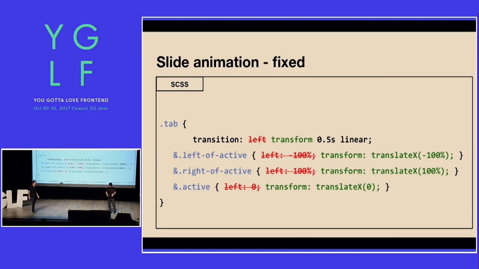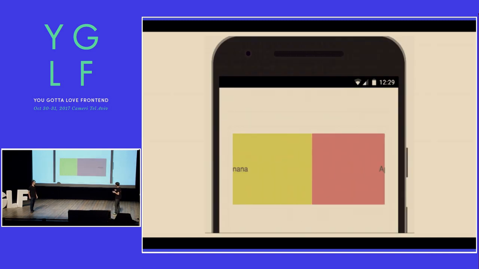So first we'll fix the animation. We'll change the left to transform. In this example, it's very easy. We just change it to transform, and instead of left minus 100, we'll change it to translateX minus 100 and do the rest. So this is what we get. And the animation, crisp. Whoa.